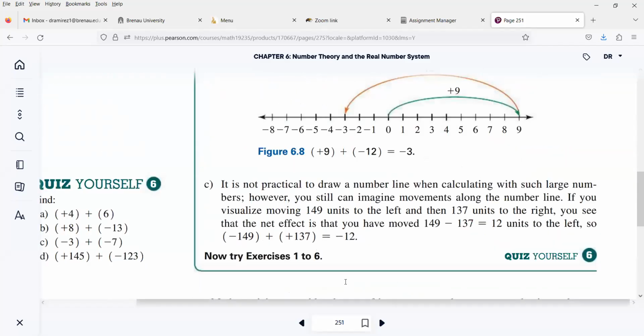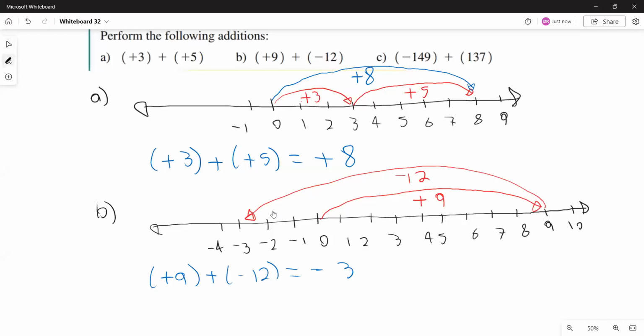So number 3, it's not practical to draw a number line when calculating with such large numbers, like negative 149 plus positive 137. However, you can still imagine movements along the number line. If you visualize moving 149 units to the left and then 137 units to the right, you see that the net effect is that you have moved 149 minus 137 equals 12 units to the left. So negative 149 plus positive 137 is equal to negative 12. So that's part C.